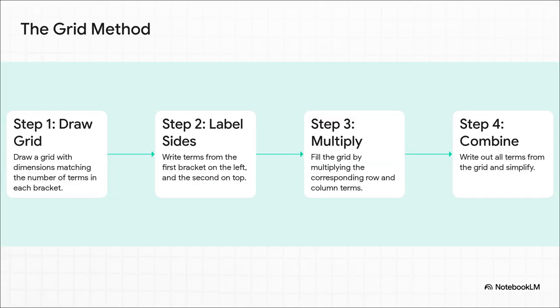So how does this grid method work? It's all about organization. You literally draw a grid. You put the terms from the first bracket down the side, and the terms from the second bracket across the top. Then, each little box in that grid is just one of the multiplications you need to do. It's practically a foolproof map to make sure you hit every single combination.